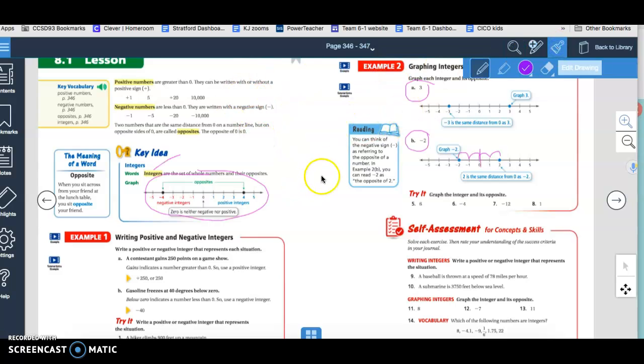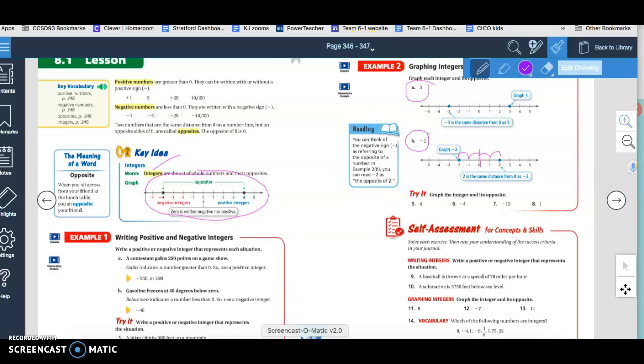So we started this chapter talking about what integers are. So here's the word integer, and integers are positive and negative numbers, whole numbers, and 0. We also talked about finding the opposite of an integer. So if you have 3, the opposite of 3 is negative 3. They're the same distance from 0. And if you have a number negative 2, the opposite is positive 2. And just remember that a number and its opposite, the sum of those two is equal to 0.